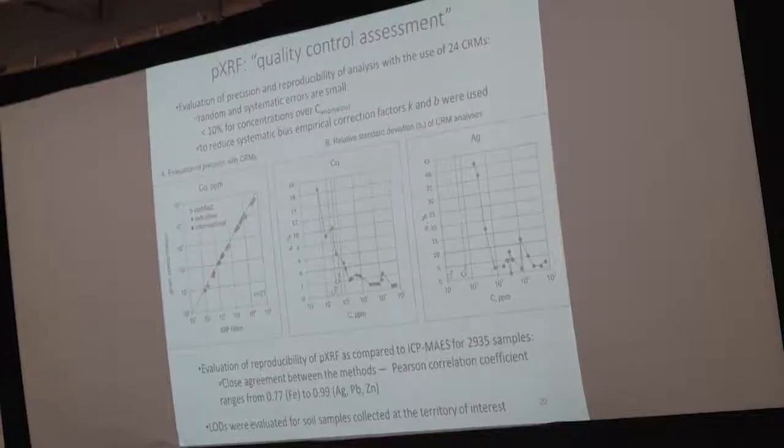We ran a preliminary quality control assessment and tested 24 CRMs with a matrix matching soil and mineralization of porphyry copper environment. Random and systematic errors turned out to be low, and if there was a systematic bias, we offered correction factors. Also, we had a chance to compare PXRF results with those of ICP for almost 3,000 soil samples from the territory of interest. They came in close agreement. The Pearson correlation coefficient ranged from 0.7 to almost 1.